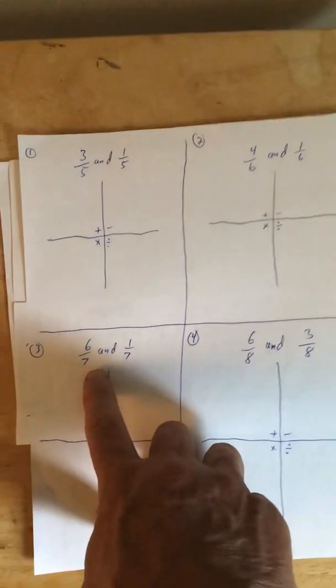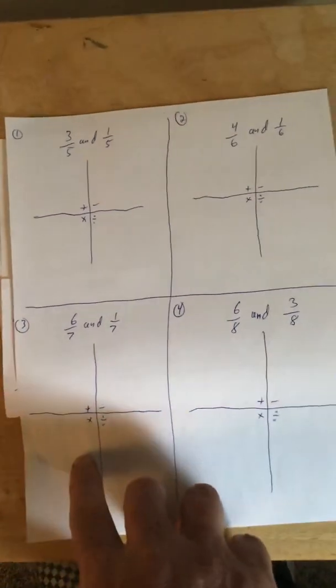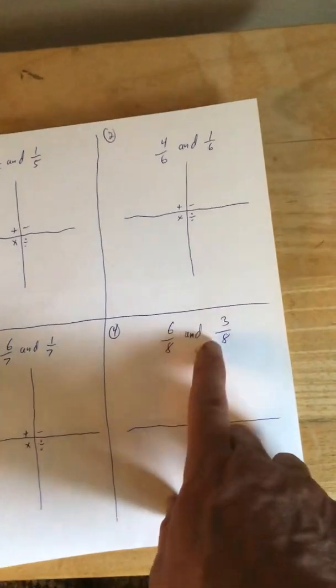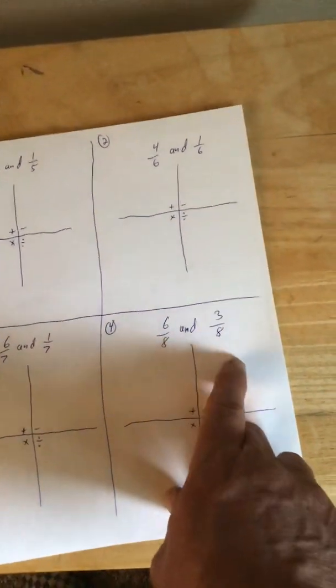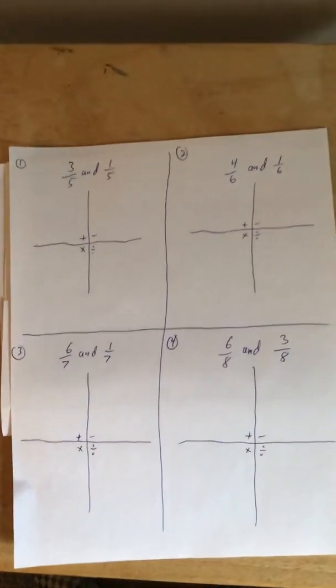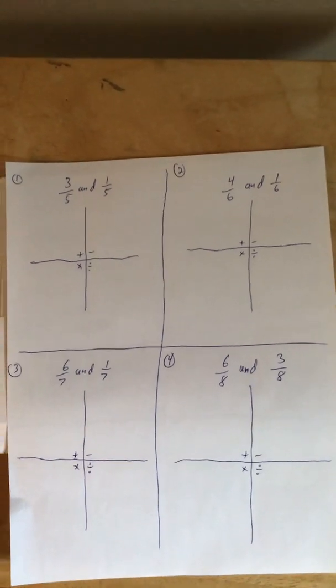And then here's 6/7 and 1/7. I want you to add those, subtract those, multiply those, and divide those. And then here's 6/8 and 3/8. I want you to add those, subtract those, multiply those, and divide those. You can pause this to get those down, but I want you to do that.